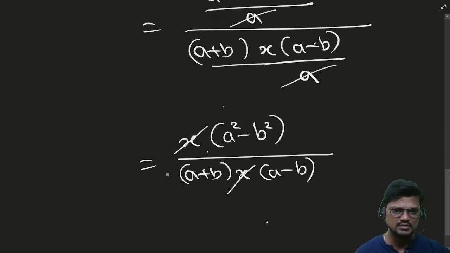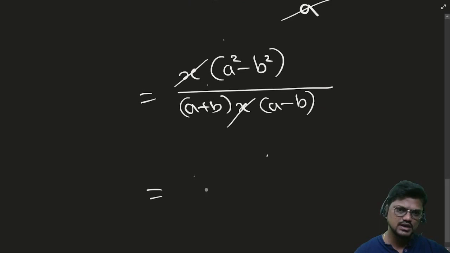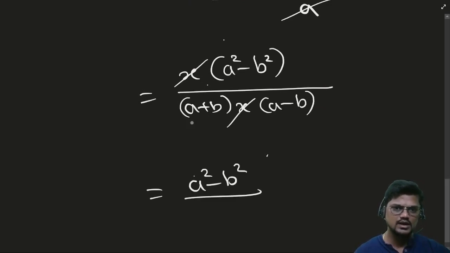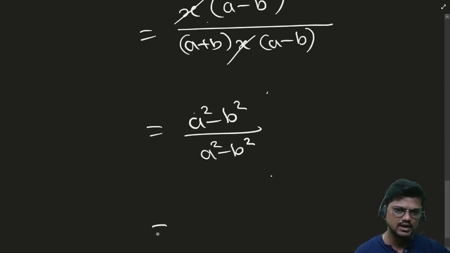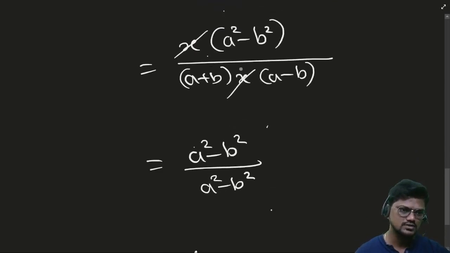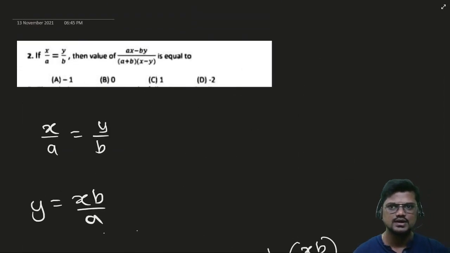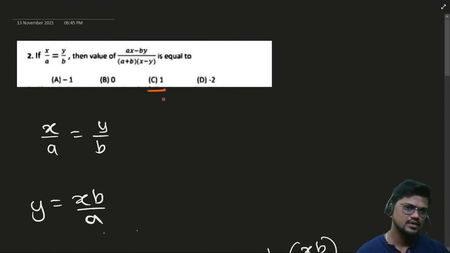Now this x and x can be cancelled. This is a square minus b square, and a plus b into a minus b is again a square minus b square, we know by formula. Then by cancelling it, you get the answer as 1. So therefore the answer for this question is C. Understood?